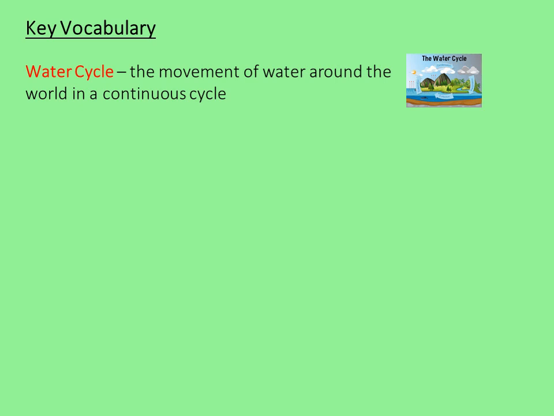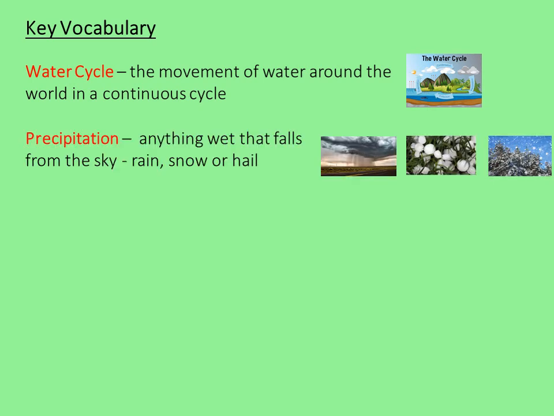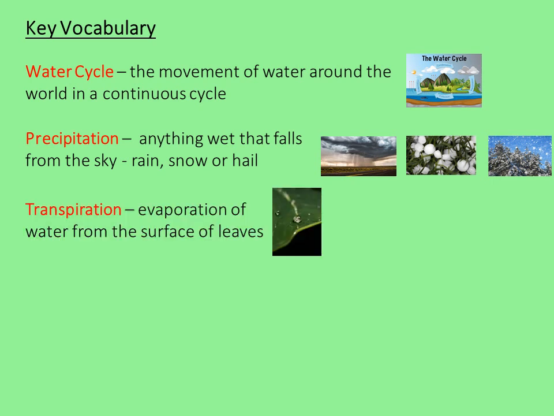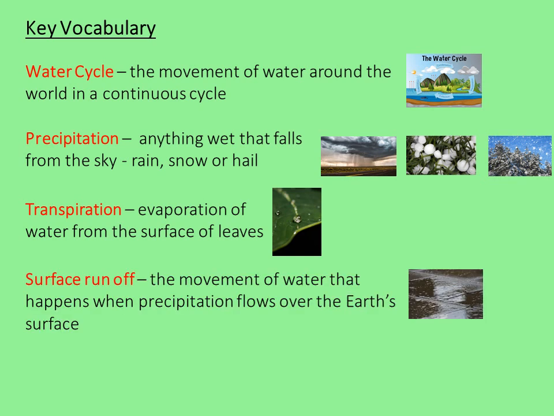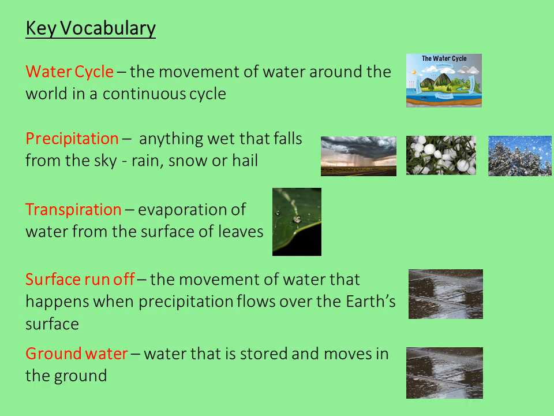Now, key vocabulary that we need is water cycle, obviously, the movement of water around the world in a continuous cycle. Precipitation is anything wet that falls from the sky. So it could be rain, my favourite snow, or hail. And you could have transpiration, which is the evaporation of water from the surface of leaves. And then surface runoff is the movement of the water that happens when rain or snow flows over the Earth's surface. And then the groundwater is water that's stored under and moves in the ground.